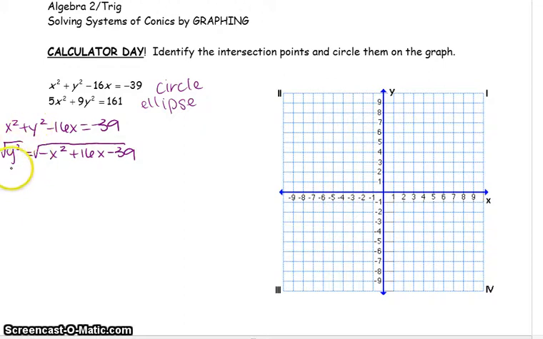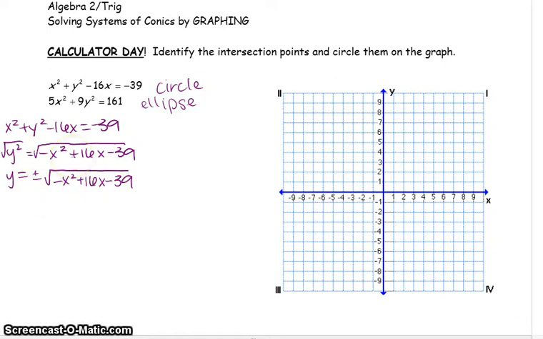And remember, when we take the square root of something that's squared, it leaves it by itself, but that gives us a positive and a negative answer on the right. So you'll have plus or minus the square root of negative x squared plus 16x minus 39. Now with this, we don't have to simplify it at all. We can leave it as is. But when we go to put this into our calculator, there's no button for this plus or minus. So like I said, it gives you two solutions, your positive and your negative solution.